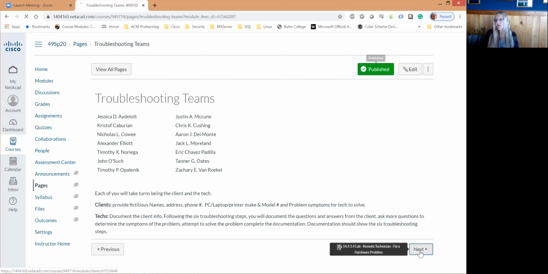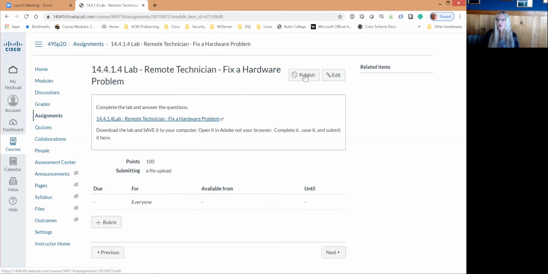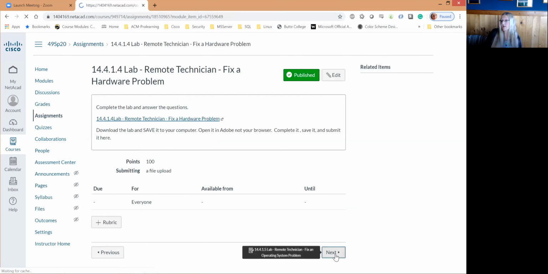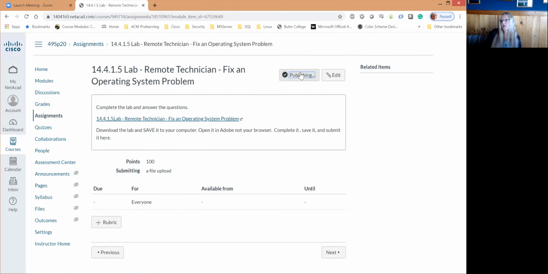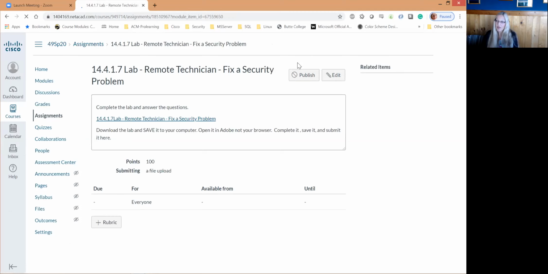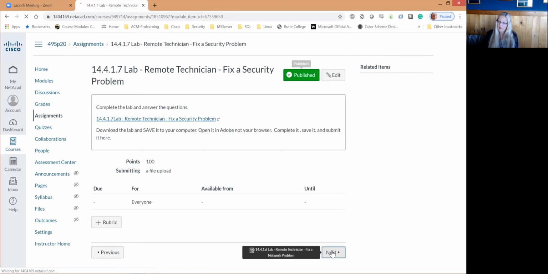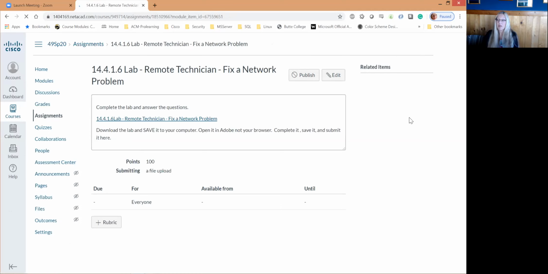And so let's see, one of them is fixing a hardware problem, and the next one's going to be fixing an operating system problem. One of them is going to be security, and one of them is going to be networking.